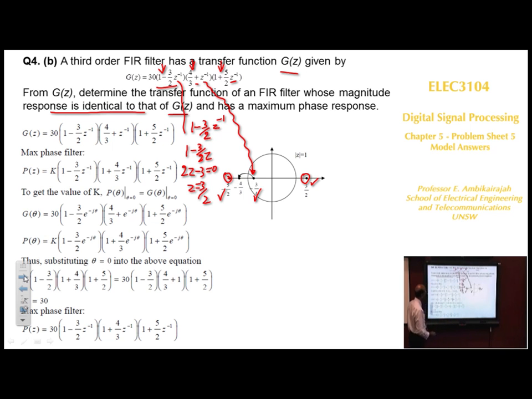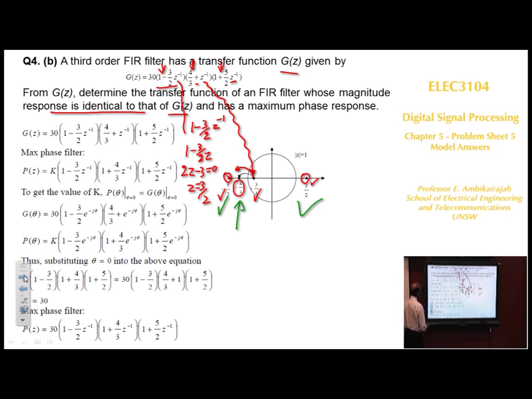Right? What we need to do is maximum phase. So it's important for us to make it maximum phase that this zero must be reflected outside. If you don't reflect, the magnitude response won't be the same. So reflecting them means this will become 4 over 3, minus 4 over 3. Now you rewrite the transfer function with this new zero. This one is already there, so you don't need to touch that.